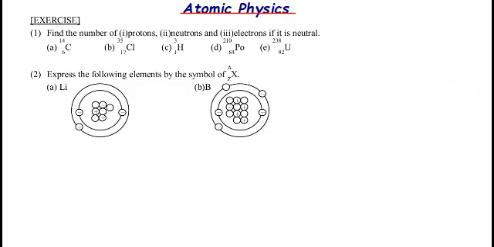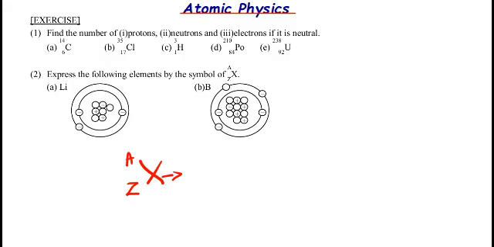Now, 2, it is saying express the following elements by the symbol of. So we need to express this in the nuclide notation. So you have the mass number there and you have the atomic number, and then X represents the chemical element, the symbol.